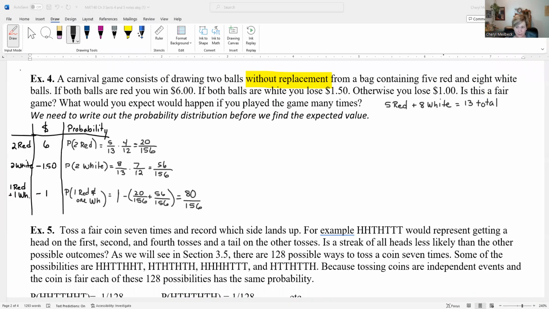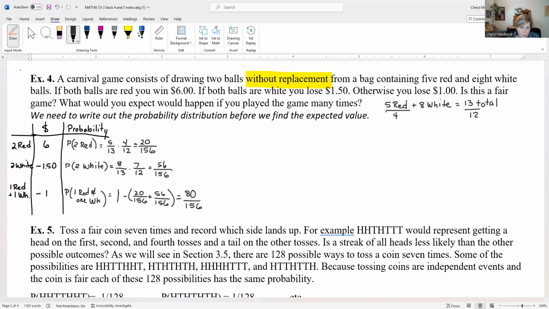So this is how we calculate these probabilities. If we drew 1 red and took it out, then there would only be 4 red left, and there would only be 12 total. So for the first red, it would be 5 out of 13, because there were 5 red out of a total of 13. But for the second red, drawing the second red without replacement would be 4 out of 12.